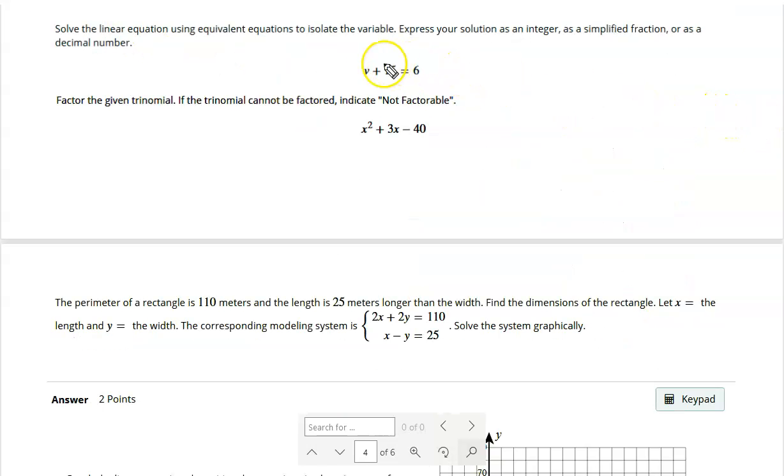Now, we do get some easy ones. Here we have just to transpose the 15 to the other side. So we get V equals a negative 15 on this side, plus 6. So V is going to be a negative 9.